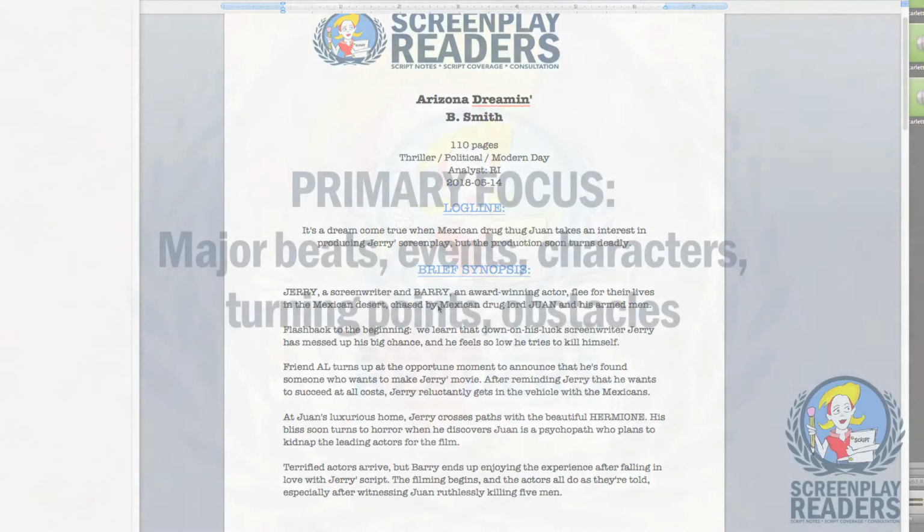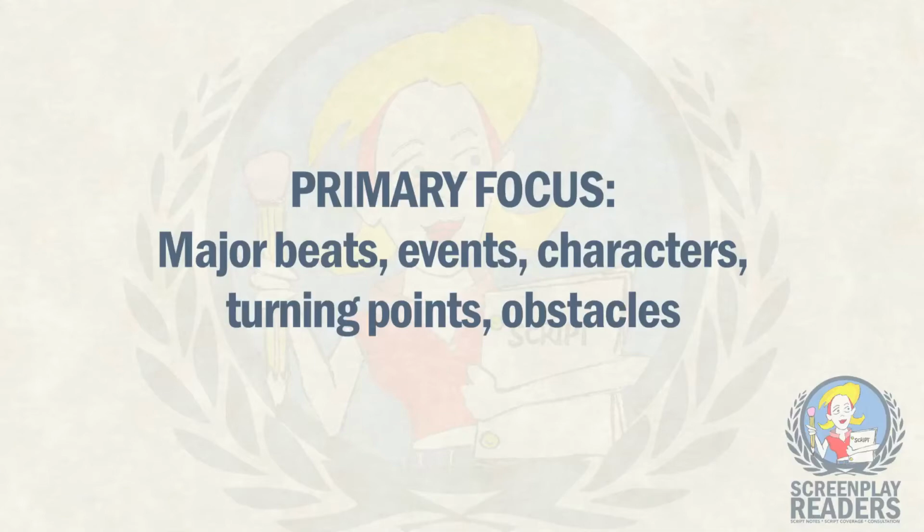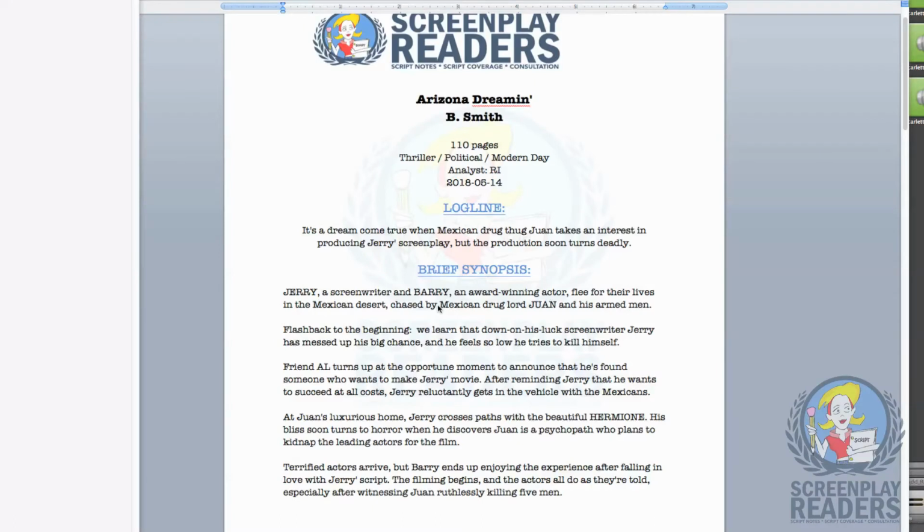That synopsis focuses on the major components of the screenplay itself, such as the major characters, the major beats, the turning points, and the obstacles the characters find themselves up against, such as perhaps the antagonist, plot twists, and turns like that. Those are the ones we want to distill down, and those are the only ones we include within a synopsis in general.